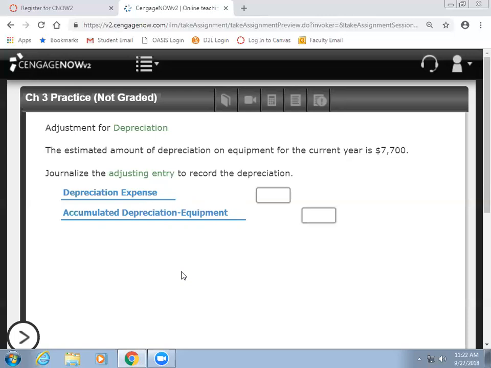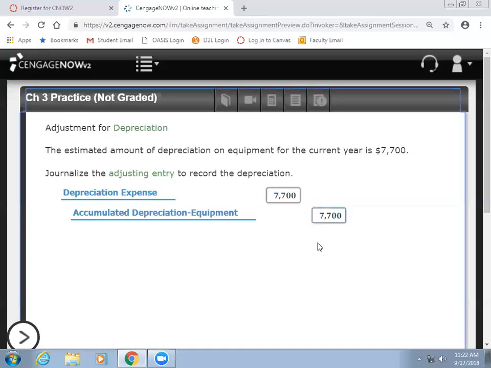So you'll have equipment. Remember, all of your long-term assets stay on the books at their full cost. And then this accumulated depreciation is going to be credited, showing the decline in value. So on your balance sheet, you're going to show equipment less accumulated depreciation to get the book value, or what it's currently worth, okay? They just gave us the amount, so it's $7,700.